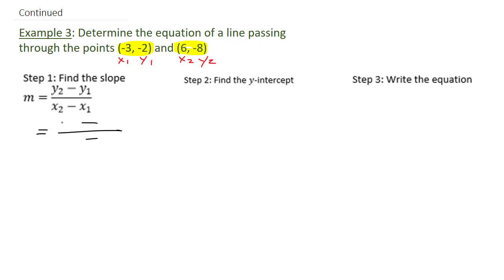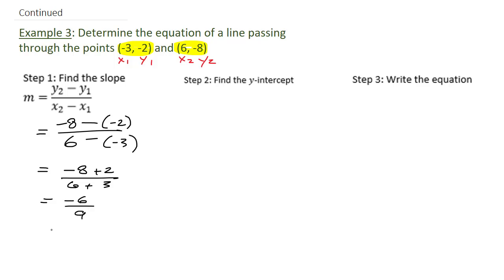All right, so we're subtracting the 2. Let's be careful. We're going to get some double negatives here, right? So I have y2 is negative 8 minus y1 is negative 2. And I have x2 is 6 minus x1 is negative 3. So we actually have negative 8 plus 2 divided by 6 plus 3. So negative 8 plus 2 is negative 6. 6 plus 3 is 9. And we can reduce that and make our final slope into negative 2/3. Always reduce your slope. Always reduce every fraction you encounter for the rest of your life, forever and ever.